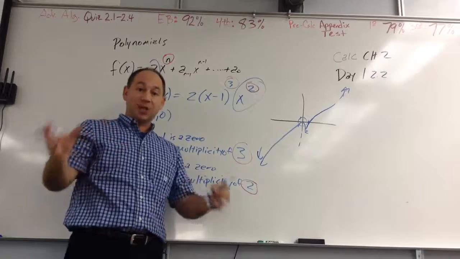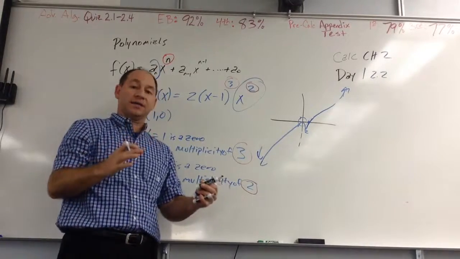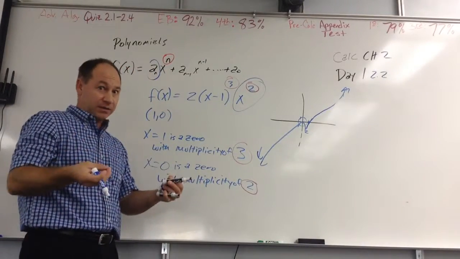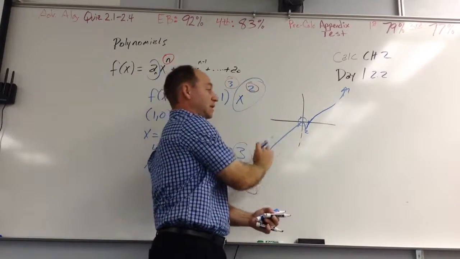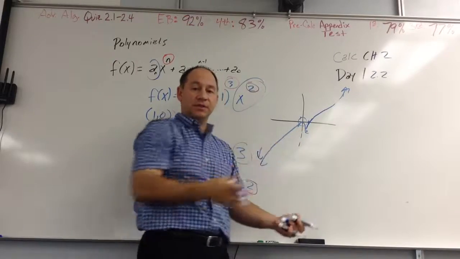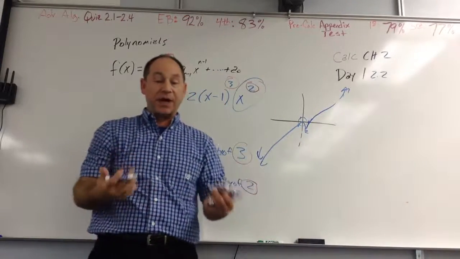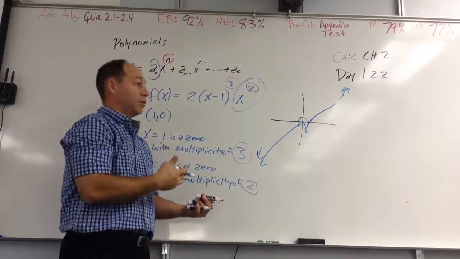If the multiplicity is odd, it looks like a line when it crosses at that 0. If the multiplicity is even, then it looks like a quadratic. It does what we call a touch and go. It stays on the same side. So if it starts low, after it hits the 0, it's going to be low again. So that's a couple other things that we know about these polynomials.